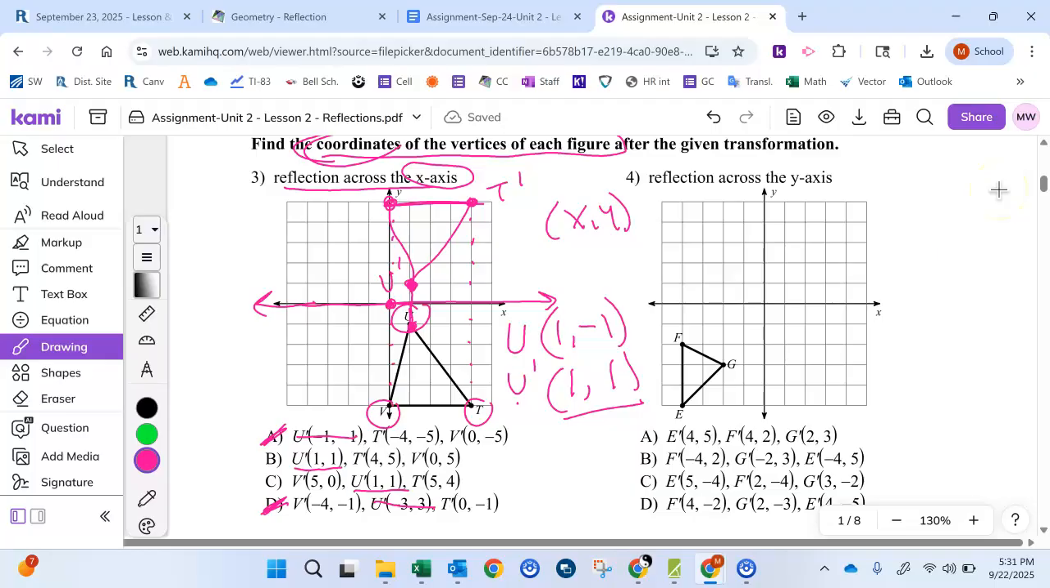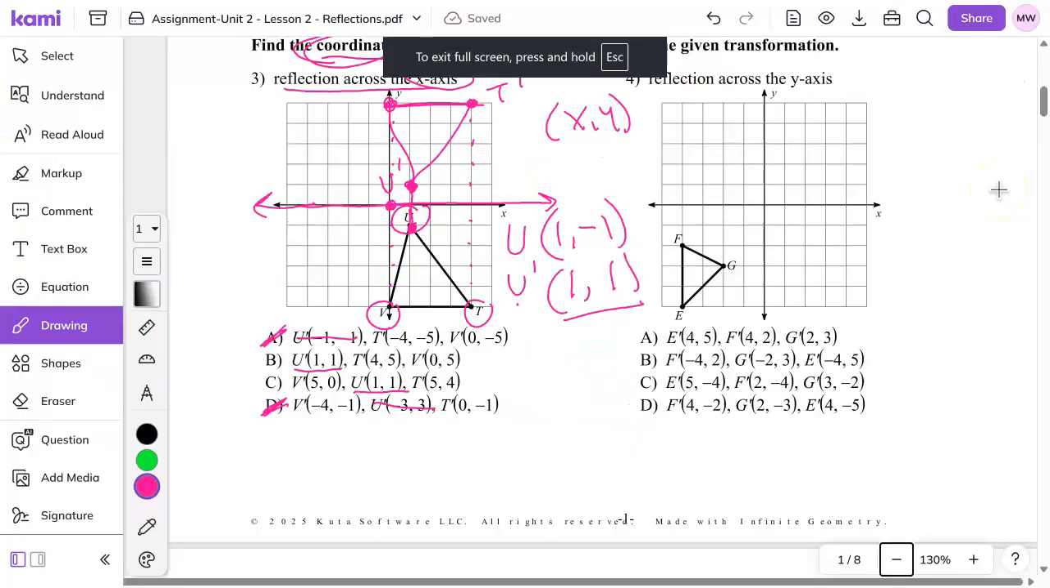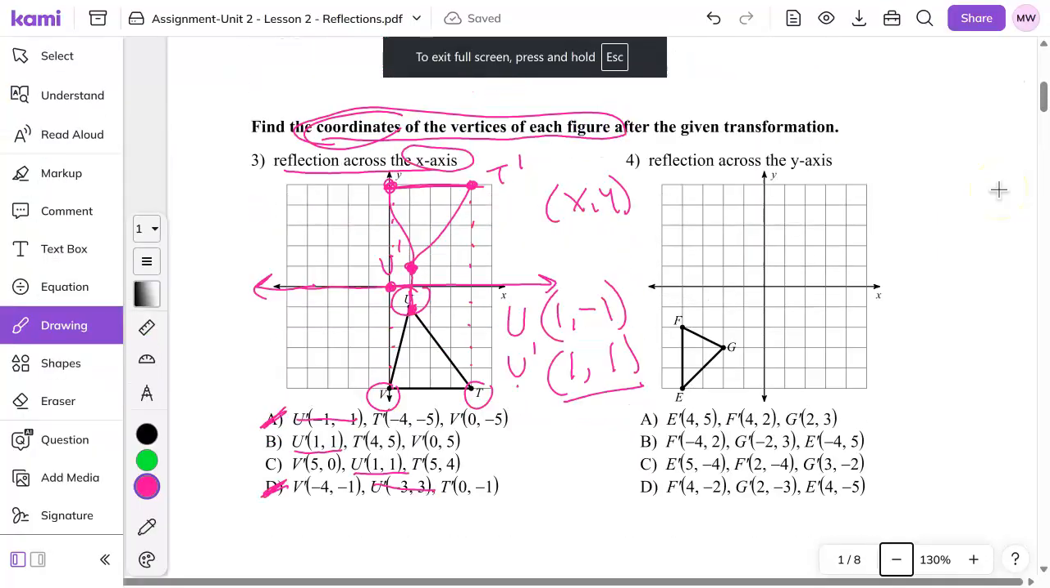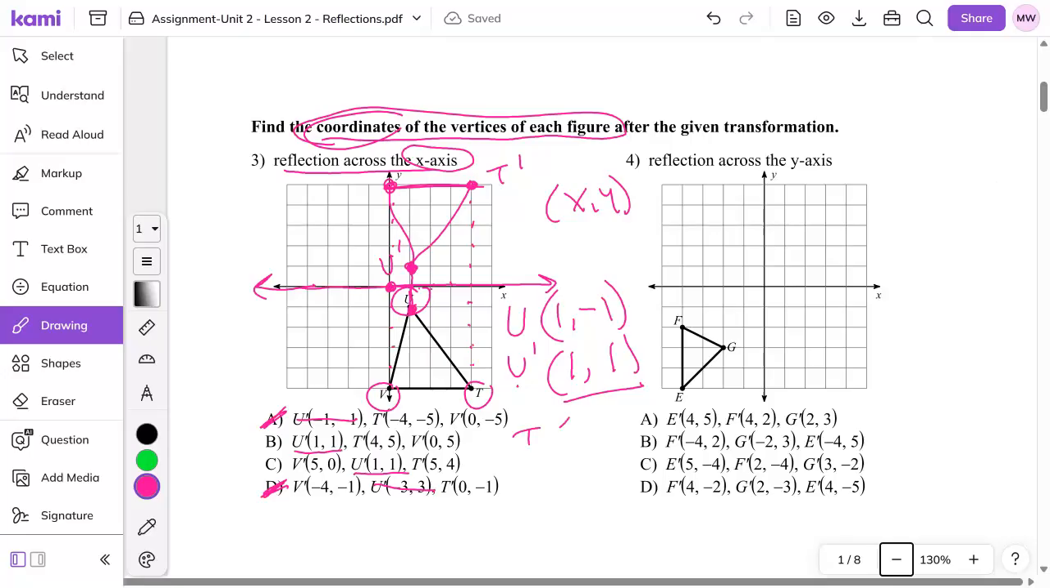I wish I could do a full screen. Let me do a full screen. There we go. Okay, so what's T? Well, T right here is going to be 1, 2, 3, 4, 1, 2, 3, 4, 5. So T is going to be 4, -5. That's the coordinate point. So what's T prime?